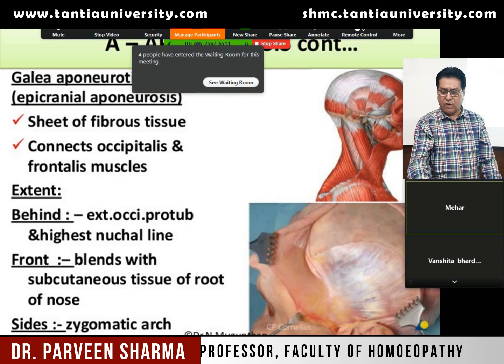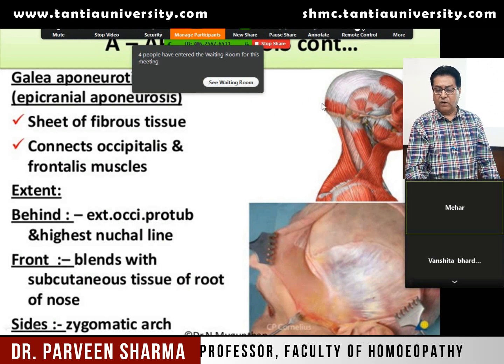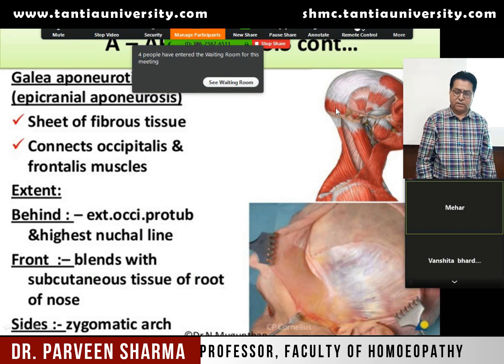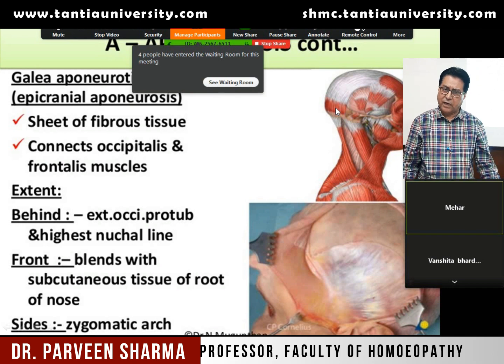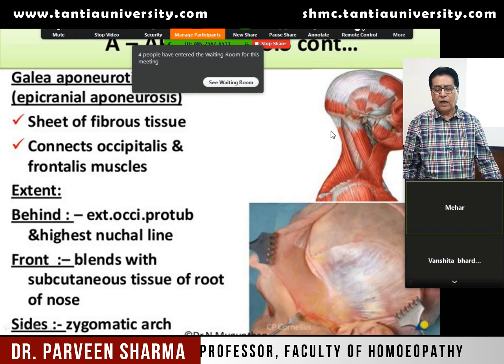Now the galea aponeurotica gives attachment to 2 muscles. What are those 2 muscles? This muscle, if you can make out on the screen, is the frontalis muscle. And this muscle is the occipitalis muscle. Together it is also known as the occipitofrontalis. Now the frontalis muscle and occipitalis muscle are inserted into the galea aponeurotica.